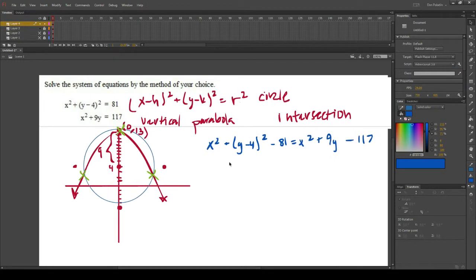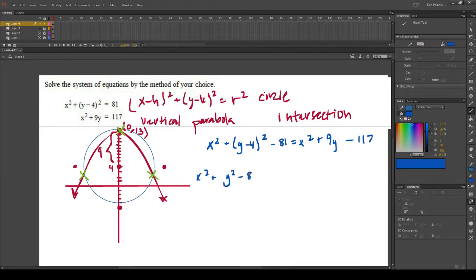Okay. Now we're going to expand. So this is x squared plus y squared minus 8y plus 16 minus 81, minus x squared minus 9y plus 117 is equal to 0. Okay, so the x squareds cancel, it looks like. x squared and x squared cancel. Looks like the y squared stays there, so we say y squared, and then this is a minus 17y. And let's see, what happened to my x's? Oh, I only had one x. Okay.